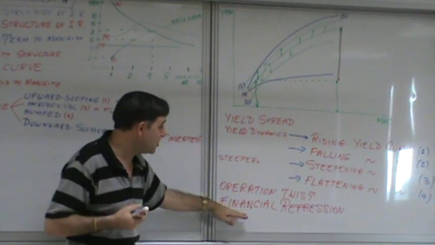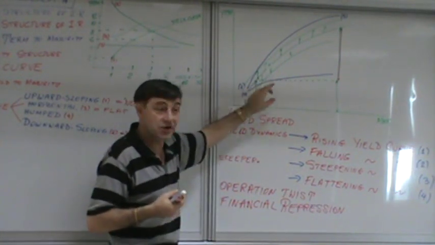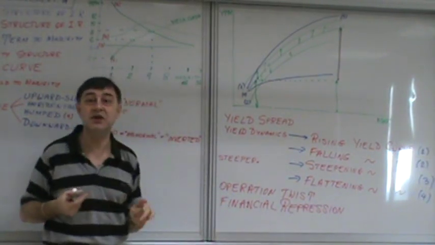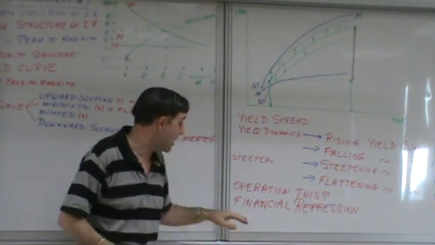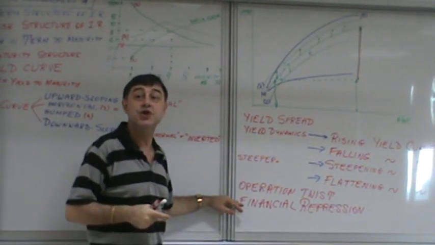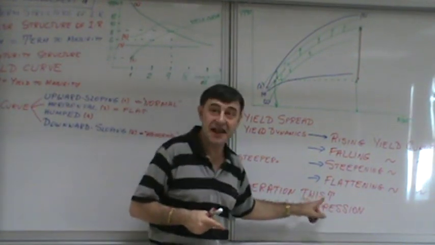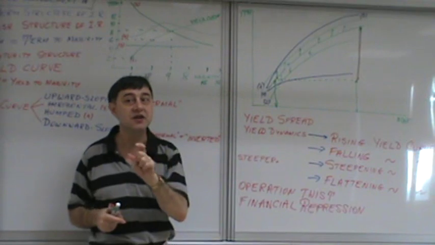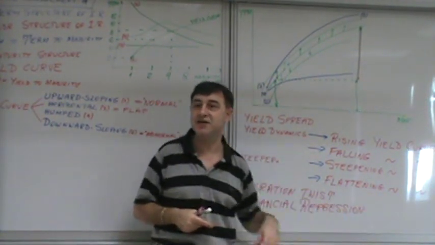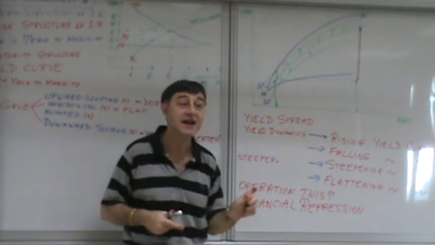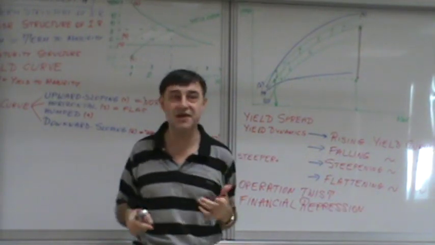But how is repression different from twist? Twist relates to the yield curve. Financial repression relates to all investments in the economy. In financial repression, you do not allow investors to make better, higher yielding investments. In other words, before you could invest in government bonds at 5%, now you want to buy a government bond, it pays 2%. What do you and I say as investors?